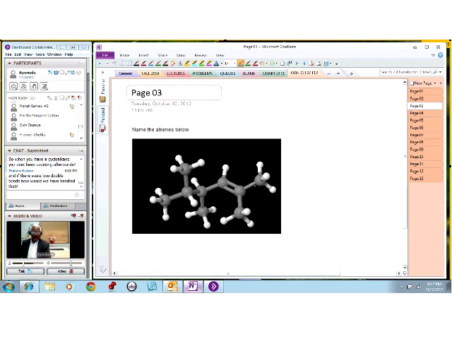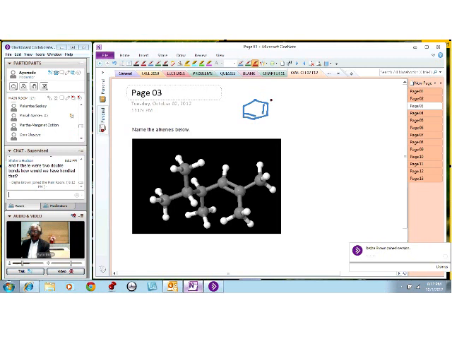Somebody says, if there are 2 double bonds, then what will you do? That is an excellent question. Before I do this, supposing you have 2 double bonds, for example, if you have this, this will be position number 1, position number 2, position number 3, position number 4, and 5, and 6. In this case, you have to indicate the position of the double bond.